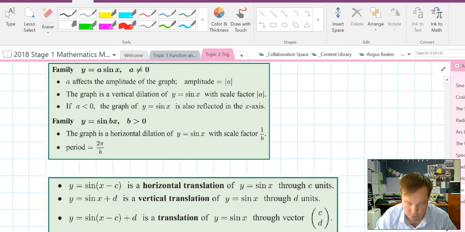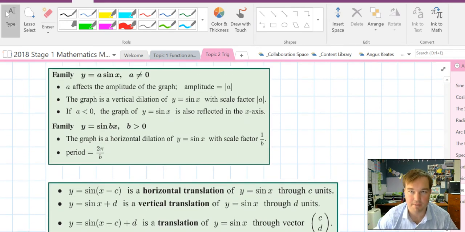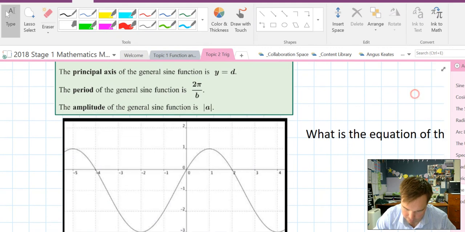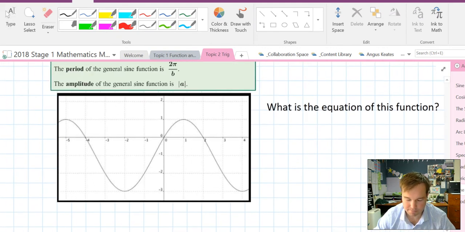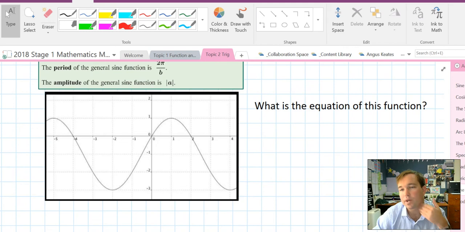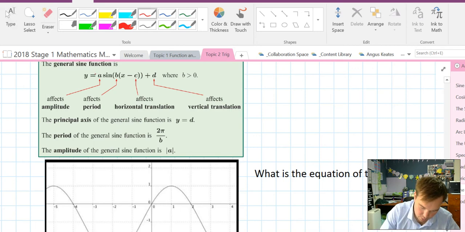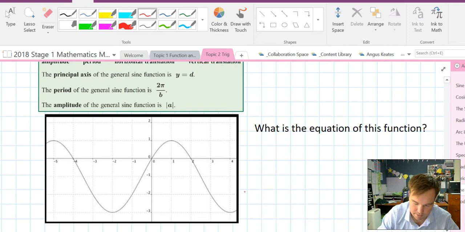Alright, some more notes for you. By all means, print them out. They'll help you through the questions. Alright, so let's say we're given a sine graph. Looks like this. What is the equation of this function? So the equation of this function here, we essentially need to fill in all the blanks with information from this here. Now, what you want to do here, the first step I think is work out the principal axis, D.